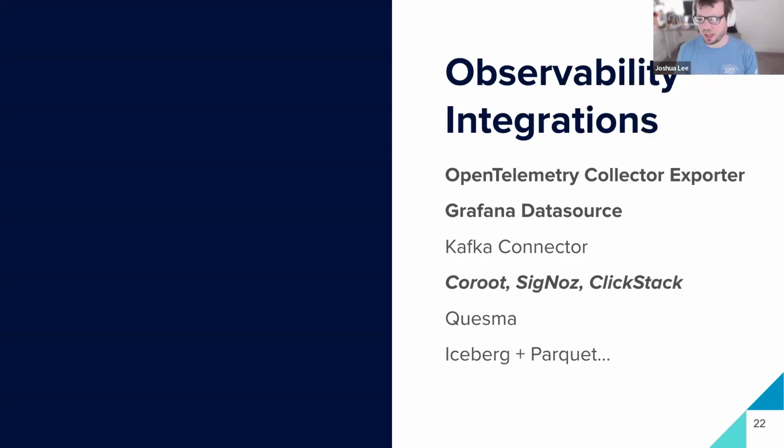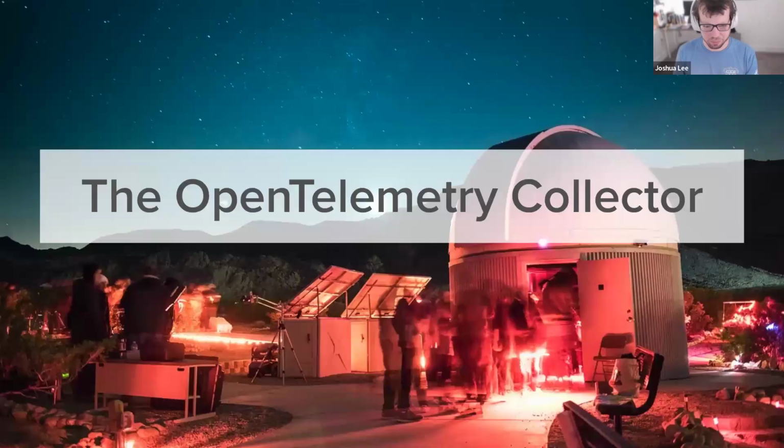Quesma is a really cool tool that essentially provides an ELK-compatible API on top of ClickHouse. So if you're already using some kind of Elastic or OpenSearch compatible tool and you would like the performance of ClickHouse, Quesma can provide a translation layer for you. And then, as I've mentioned, we're working on Project Antalya, which will integrate ClickHouse with Iceberg and Parquet for all of the cheapness and the scalability that come with that.